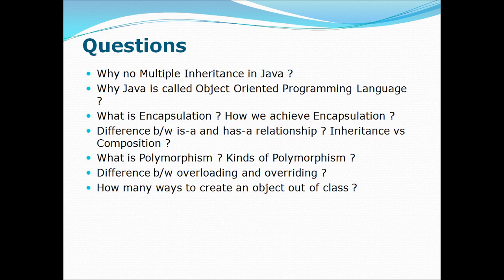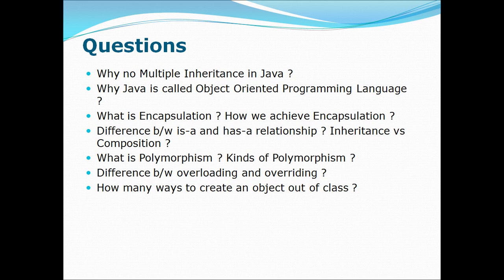And what is the second problem? Deadly diamond of death problem. That is also called the problem of uncertainty, basically, because you are not sure which one is being used. So these are the two reasons why people have removed multiple inheritance.